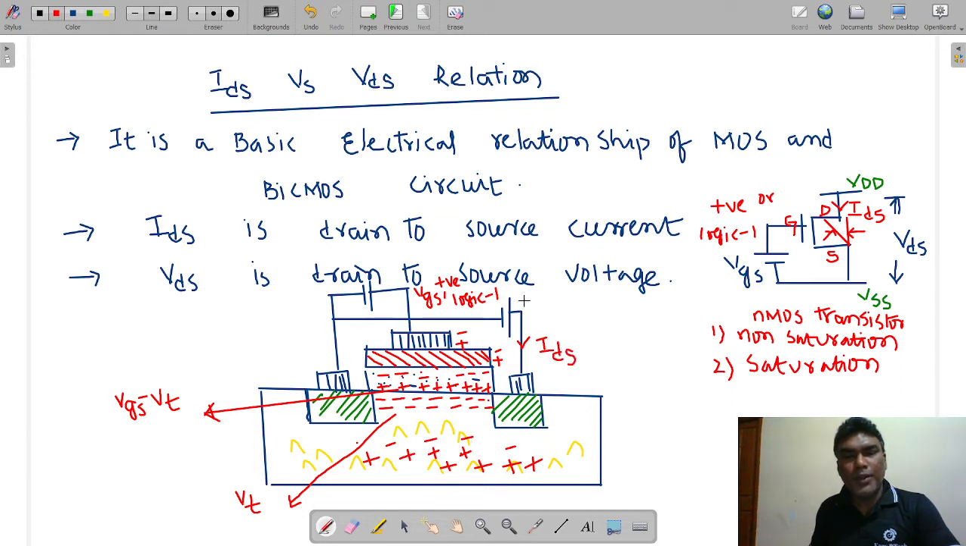We are applying voltage VDS. After formation of a channel between source and drain, we need to apply a voltage VDS. Then all the negative charge carriers are attracted towards this positive plate, and the current flows in this direction. Electrons are moving in this direction, current flows in the opposite direction. So current IDS flows due to VGS and VDS.